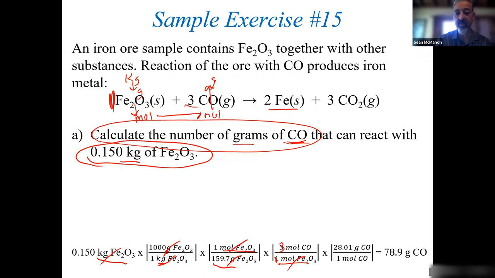That unit cancels. And now that I have moles of carbon oxide, what do I need to get? Grams. How do I do that? Molar mass. In 1 mole of carbon oxide, there's 28.01 grams. Moles canceled. I'm left with 3 sig figs.